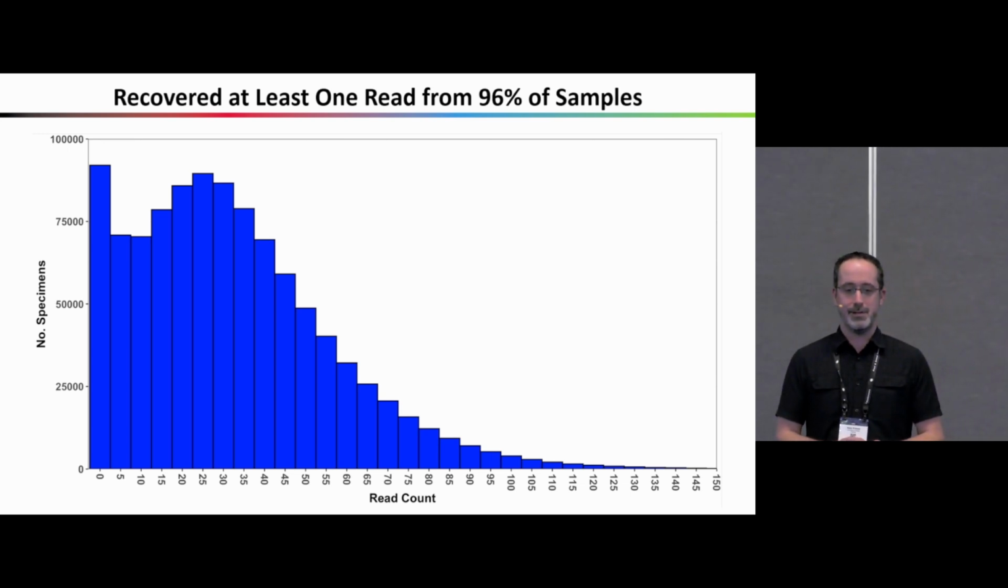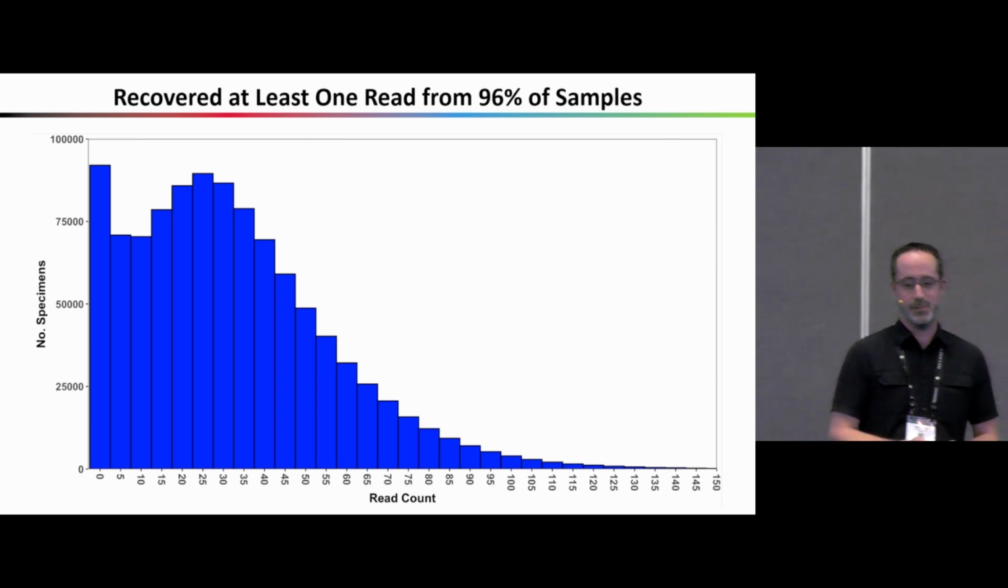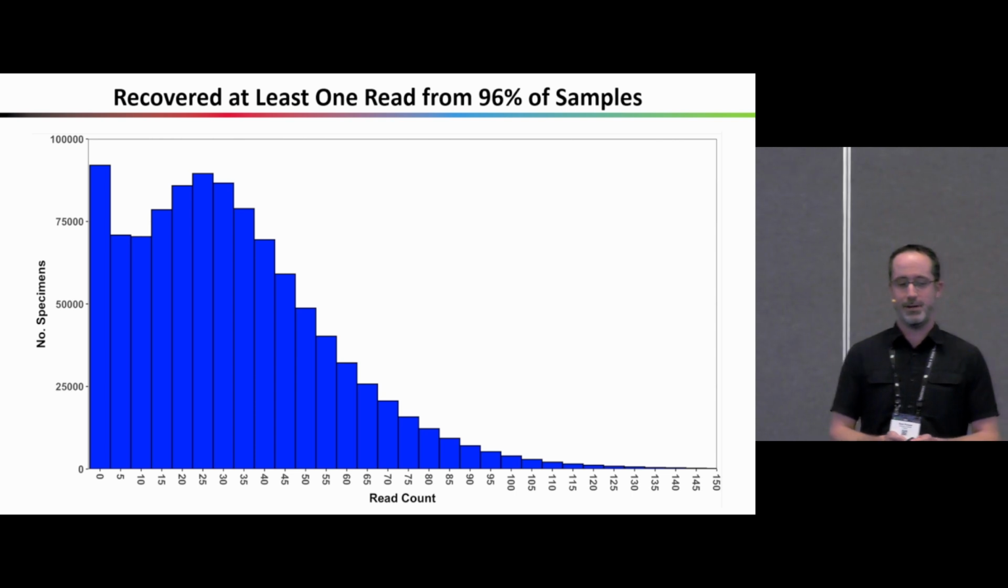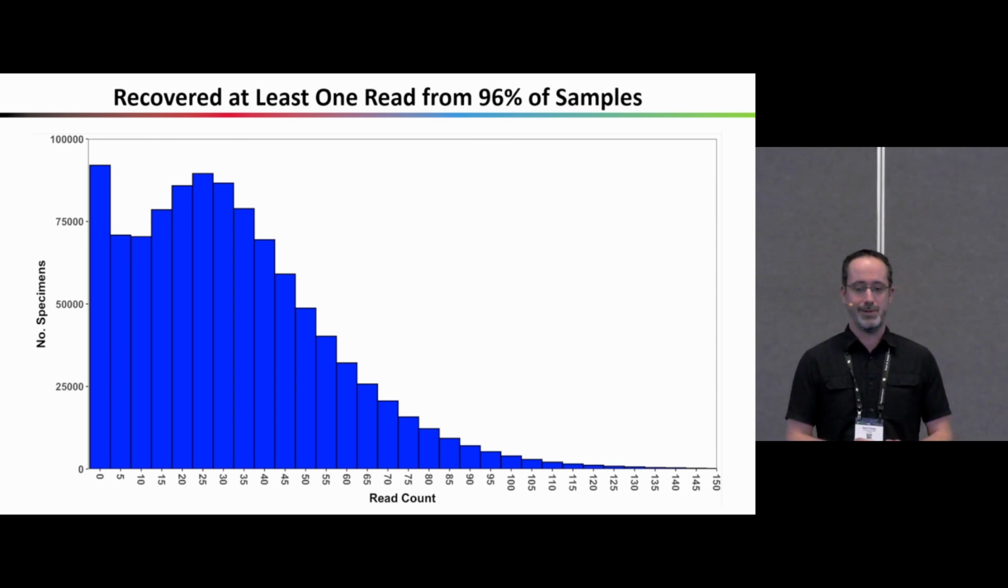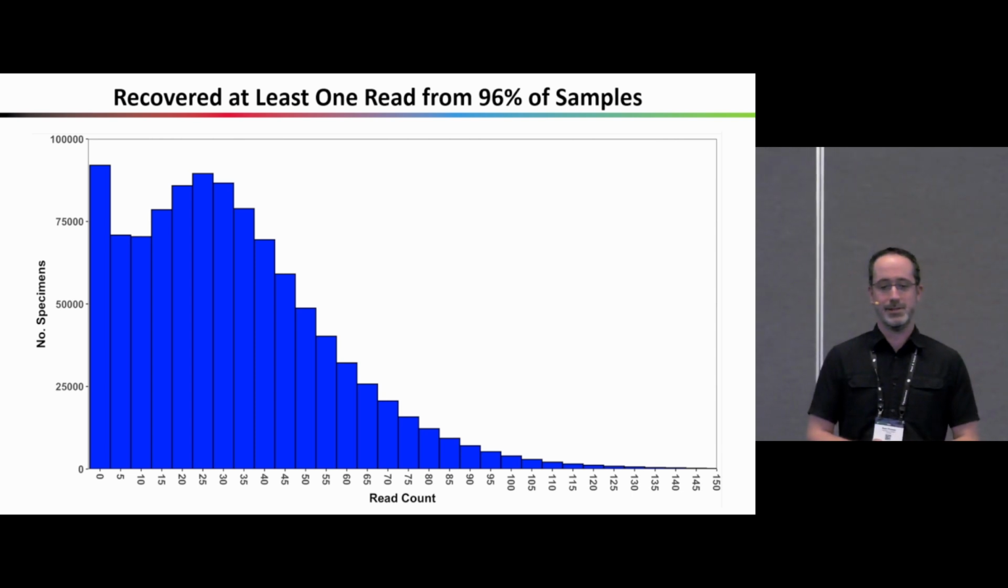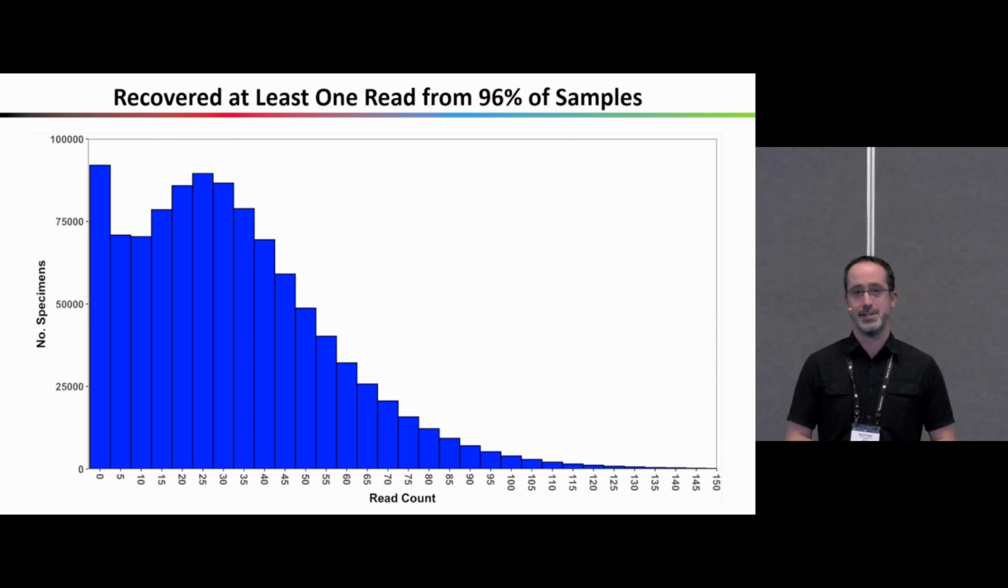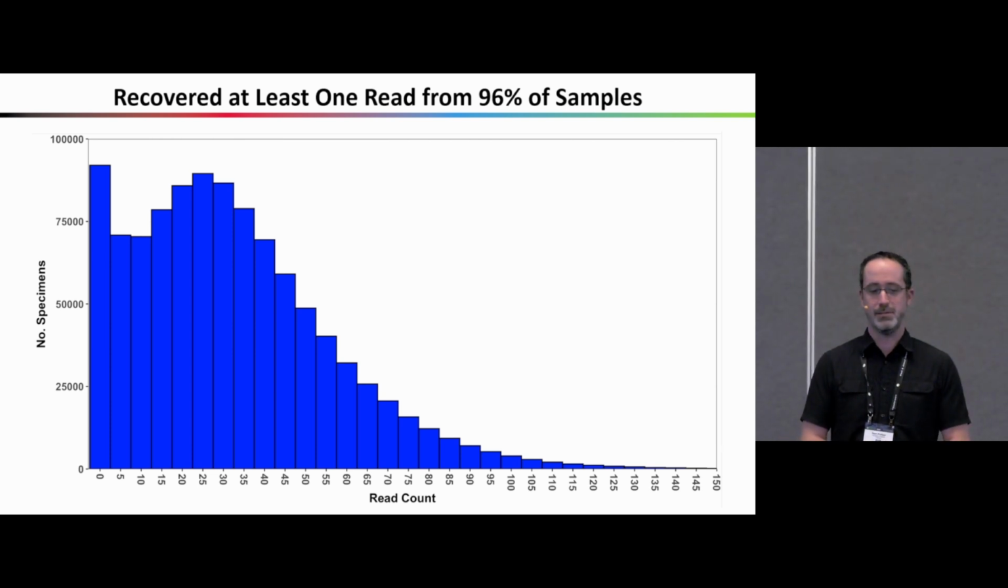We were able to recover at least one read from 96% of these million or so samples, and quite a few of them have a read depth of about 25 to 30 reads, which was more than enough to get a high-quality consensus sequence. So we were really happy to see this, especially on a flow cell that only produced about half the reads we would normally expect.